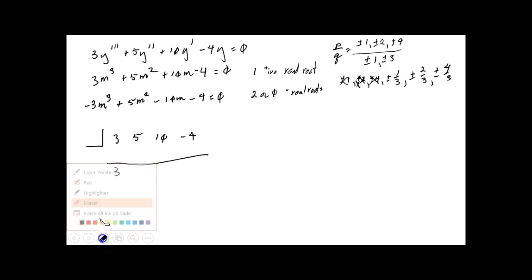And because I like positive better than negative, let's try positive 1/3 first. See if it works. 1/3 times 3 is 1. Add 6. Multiply, 2. Add 12. Multiply, 4. Ding, ding, ding. We've got a winner.